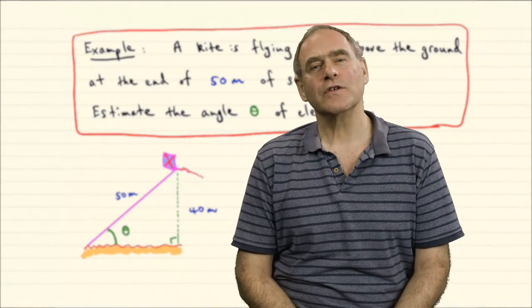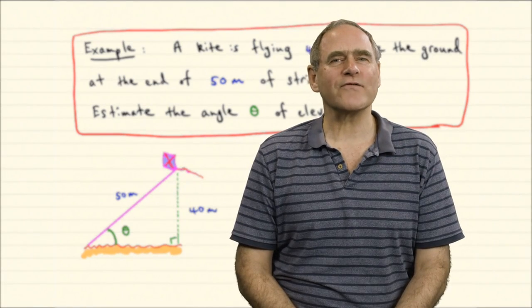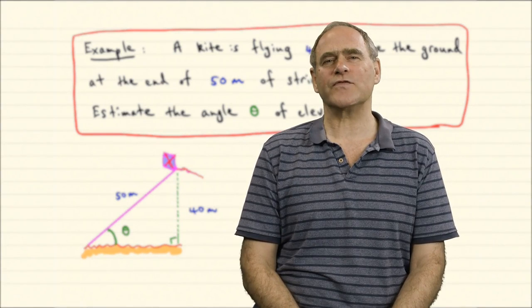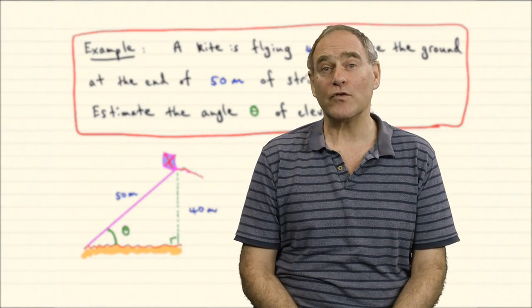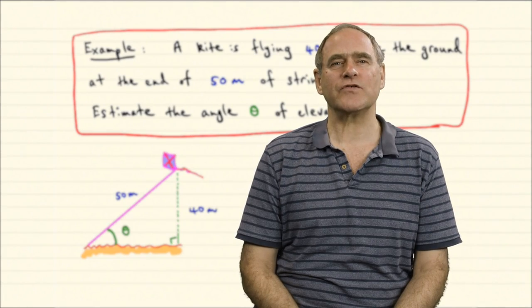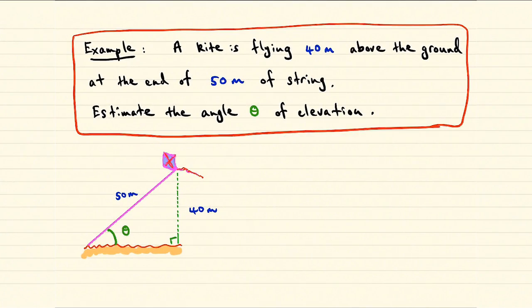Here's an application. Suppose a kite is flying 40 metres directly above the ground, but fastened to the ground by a piece of string which is 50 metres long. Assuming the string is approximately straight, we want to estimate the angle of elevation, which we call theta. In the diagram, you can see a right-angled triangle with angle theta, opposite side length 40 metres, and hypotenuse represented by the string of length 50 metres. The adjacent side is the ground, but we don't need to know what its length is to solve the problem.